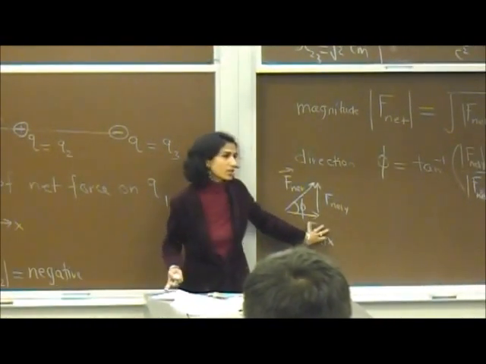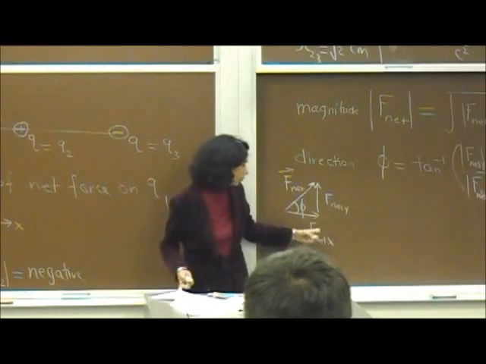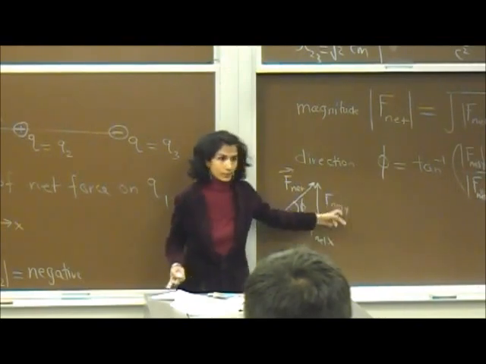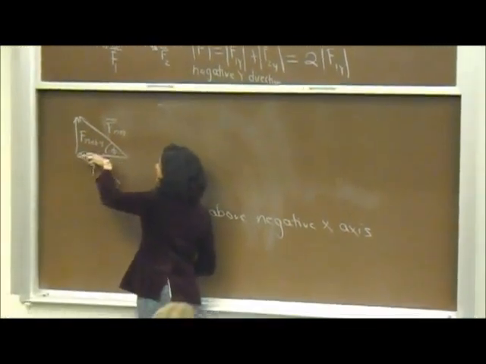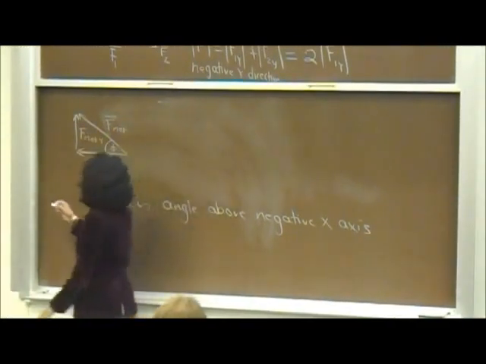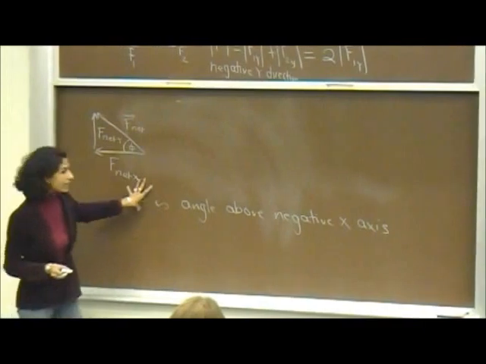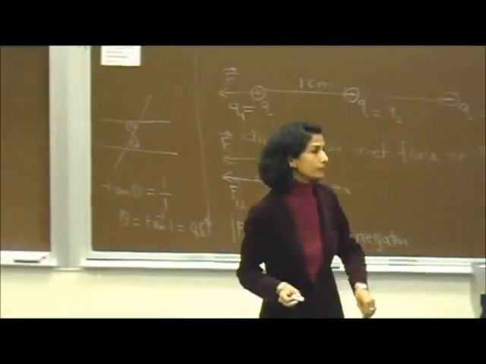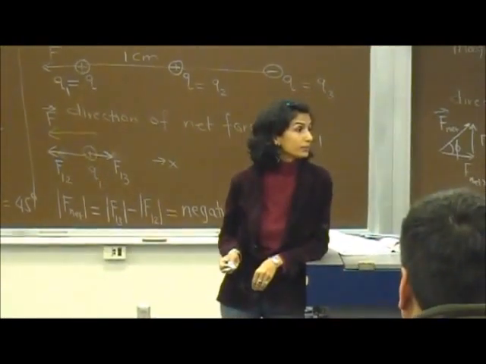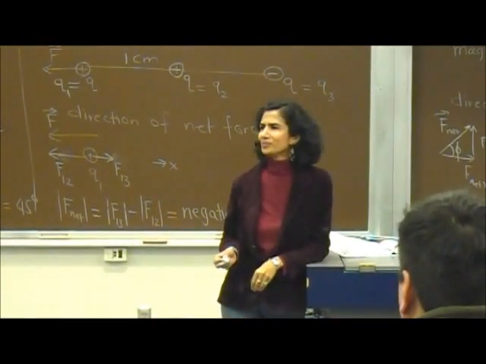So suppose this one turned out to be, who knows, 3 Newton, and this is 5 Newton. Suppose this is 3 Newton in the negative x direction, this is 5 Newton this way. I'm saying angle phi and F net are the same except for this difference in the direction of the angle. Any questions, folks?